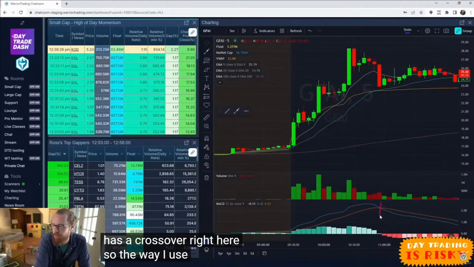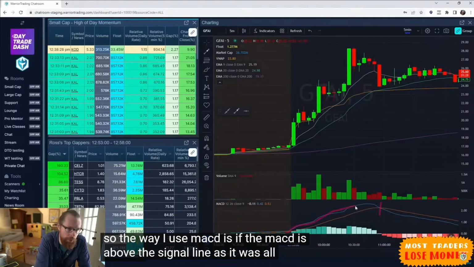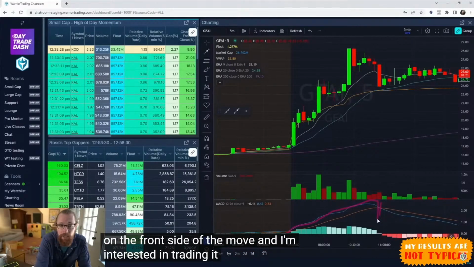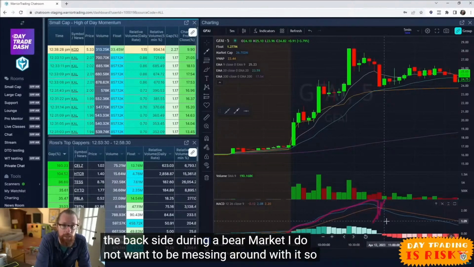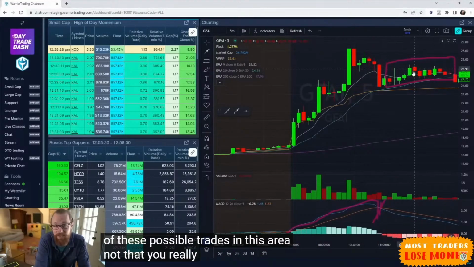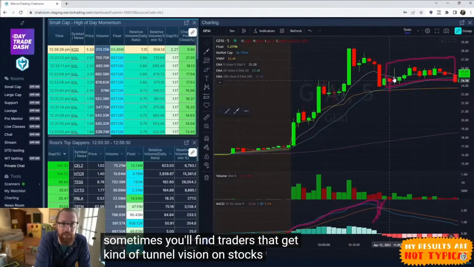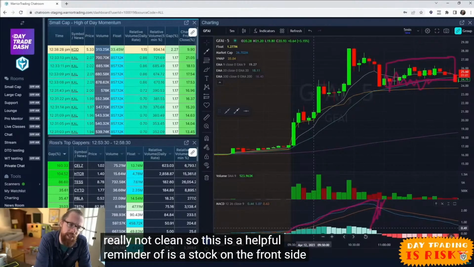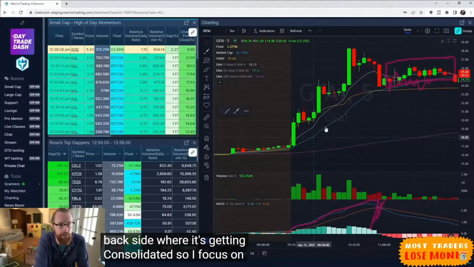So the way I use MACD is if the MACD is above the signal line, as it was all through here, I consider the stock to be on the front side of the move, and I'm interested in trading it. When we're on the back side, during a bear market, I do not want to be messing around with it. So I wouldn't have been interested in any of these possible trades in this area. Not that you really see a lot, but sometimes you'll find traders that get kind of tunnel vision on stocks and they're still trading them when they're really not clean. So this is a helpful reminder of, is the stock on the front side of the move? Or is it coming into the back side where it's getting consolidated? So I focus on the front side.